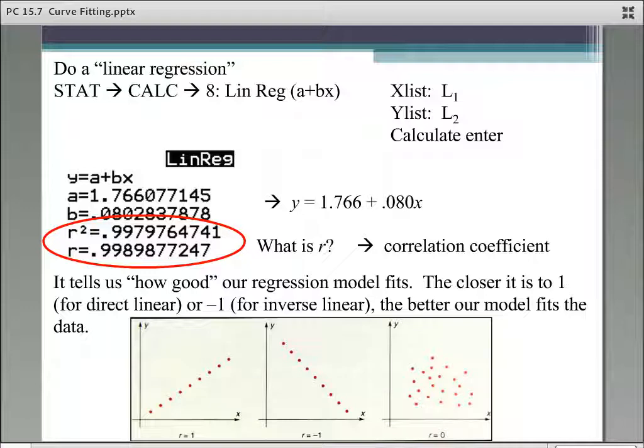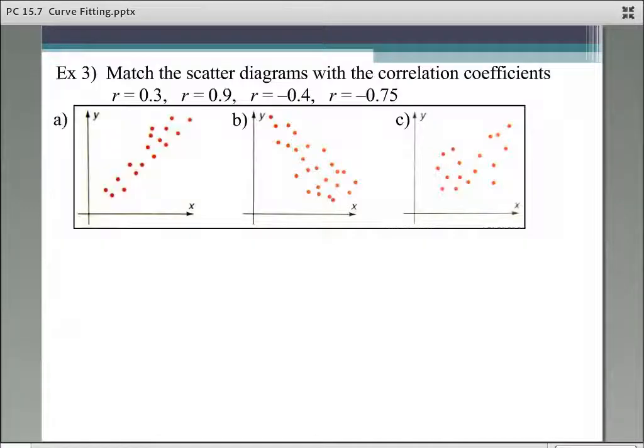All right, let's move on to the next example. Let's match these scatter diagrams with the correlation coefficients. We've got 3 different scatter plots, and we want to match which one is r equals 0.3, which one is r equals 0.9, which one is r equals -0.4, and which one is r equals -0.75.